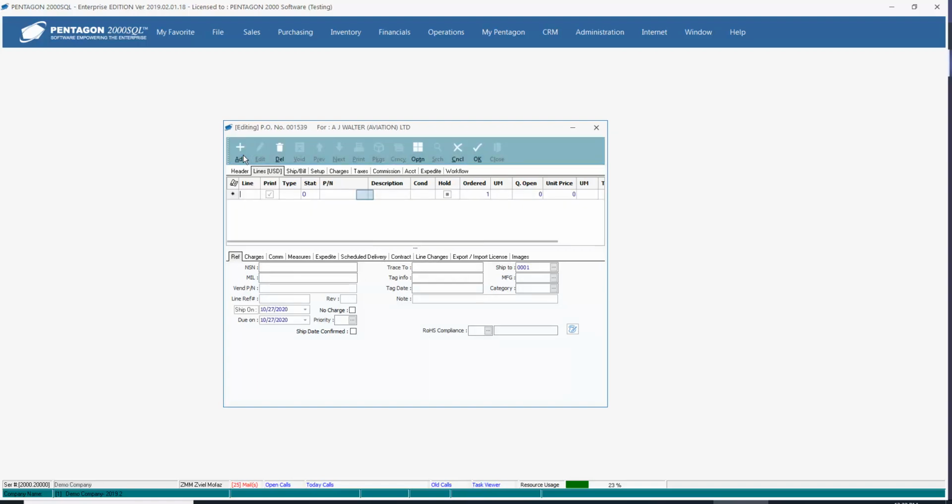After selecting the Purchase Order button, the user will select a vendor, and after opening a PO, will select the part number.